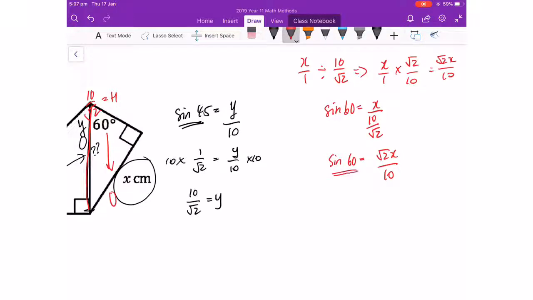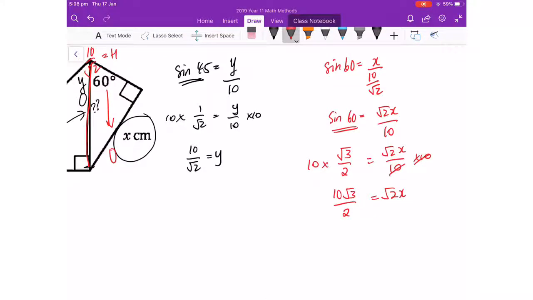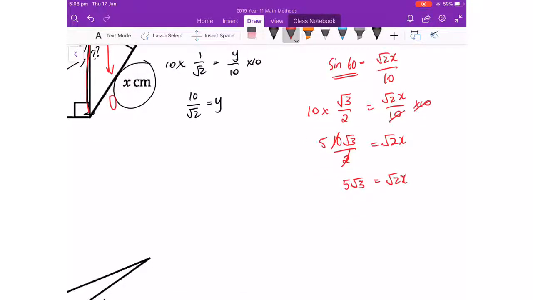So I'm going to convert this sine 60 now to its exact value form. That exact value form is root 3 on 2. It's equal to root 2x over 10. I'm going to multiply both sides by 10 just to remove the denominator. So 10 times root 3 divided by 2 is equal to root 2x. So that becomes 5 root 3, so I've just basically cancelled that out, is equal to root 2x. Now what I'm going to do is I'm just going to divide by root 2 on both sides. So now I've got 5 root 3 divided by root 2 is equal to x.